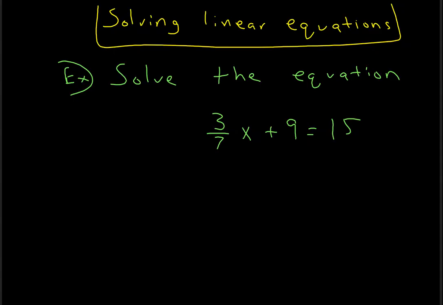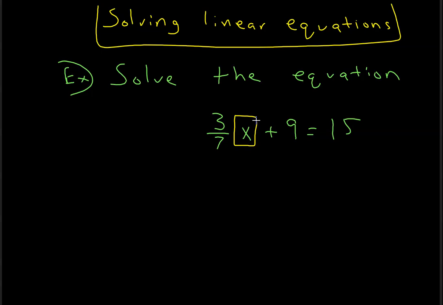All right, so this is our first linear equation. Linear means it's degree 1. The equation says 3 over 7x plus 9 equals 15. So to solve this equation, our job is to isolate the letter x. And then we've solved it. And whatever the number equals, that's what x is. So to begin, we'll first begin isolating the letter x.